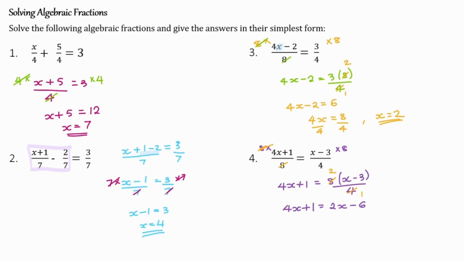We can now see that there are x terms on both sides of the equal sign. So what we can do is minus 2x on both sides, and we would have 4x minus 2x, which would give us just 2x plus 1 is equal to minus 6. If we then take away 1 from both sides, we would have 2x is equal to minus 7. And we would now need to divide both sides by 2, which will give us the answer of x is equal to minus 7 over 2.